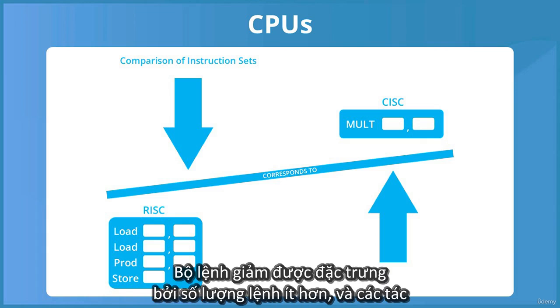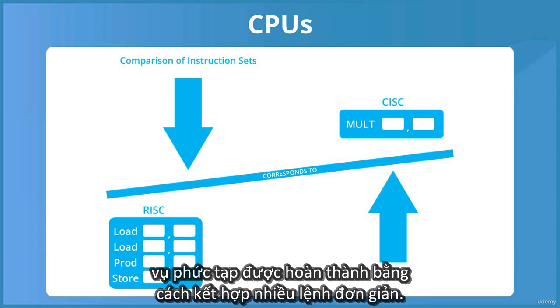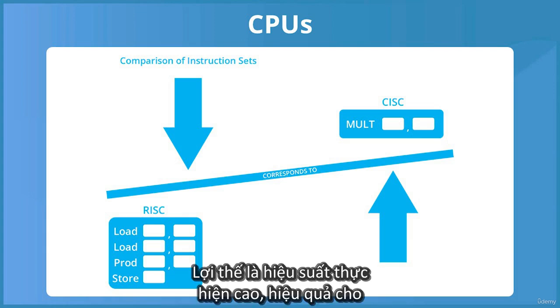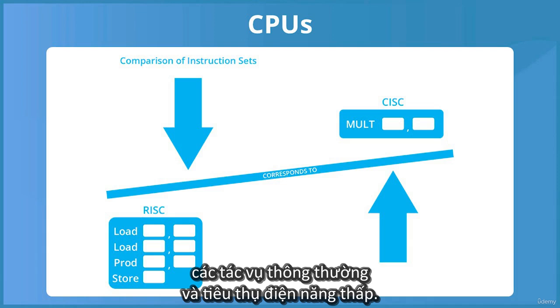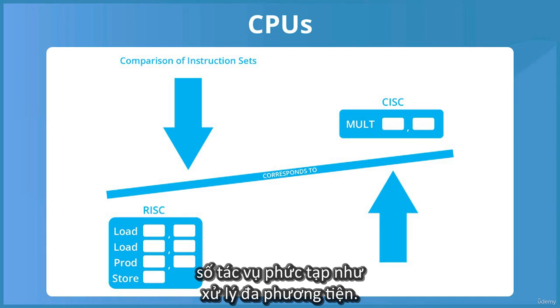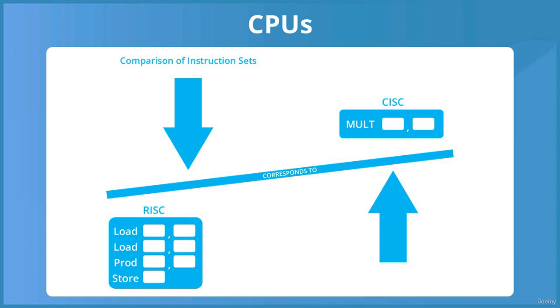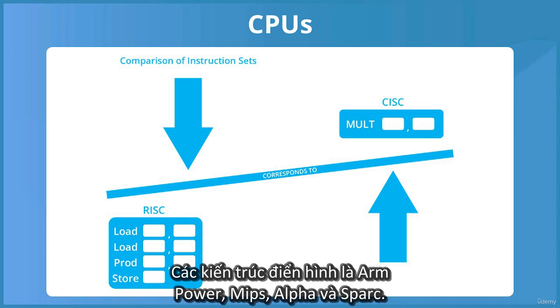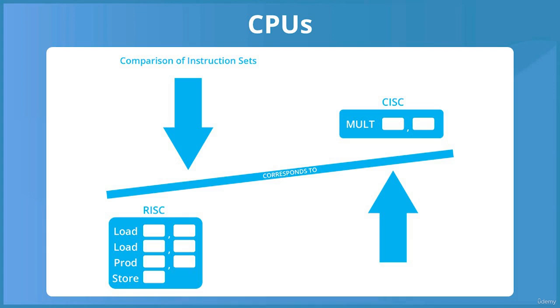RISC, the reduced instruction set, is characterized by fewer instructions, and complex tasks are completed by combining multiple lean instructions. The advantages are high execution efficiency for common tasks and low power consumption. A disadvantage is low processing efficiency for some complex tasks, such as multimedia processing. Typical architectures are ARM, Power, MIPS, Alpha, and SPARC.